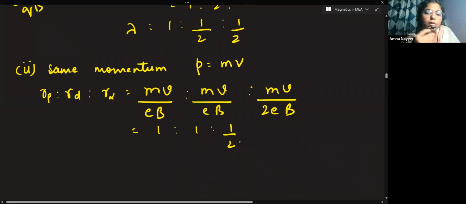You can do one thing also. You can take the LCM as 2 and multiply everything by 2. So you will get 2:2:1 also. That is also valid.